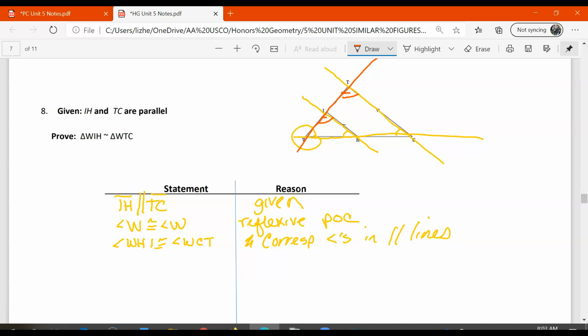But finally, so I already have, here's an angle, here's an angle. Two angles are already congruent, so therefore triangle WIH is similar to triangle WTC by angle-angle similarity postulate. There you go.